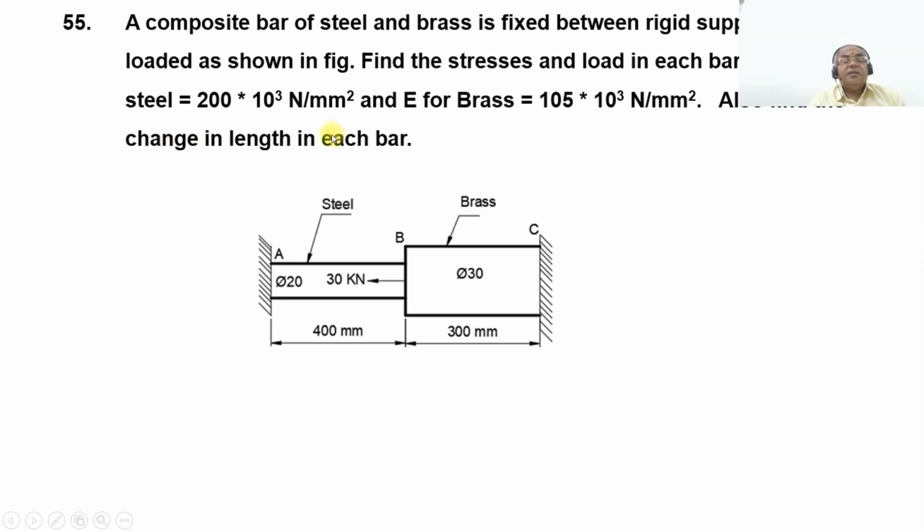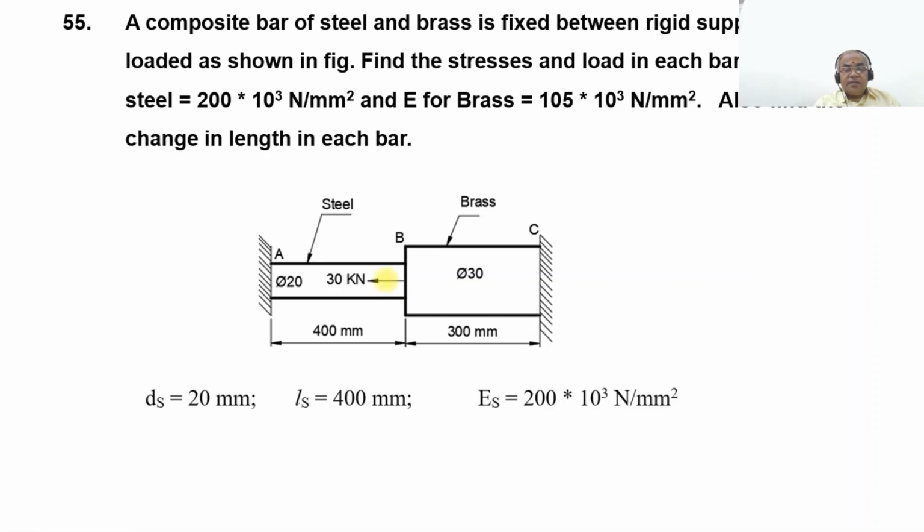Young's modulus for the steel is 200 into 10 to the power of 3 Newton per mm square, and Young's modulus of brass is 105 into 10 to the power of 3 Newton per mm square. Also find the change in the length of the bar. So here the two ends of the bar have been fixed. One end of the bar is steel having diameter 20 for a length of 400, and the brass bar having diameter 30 for a length of 300 mm. But only one load is applied at the junction, which is 30 kilonewton, acting towards the left side. Find the change in length of each bar.